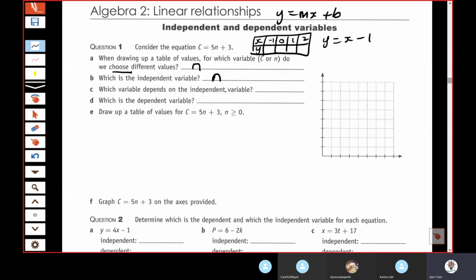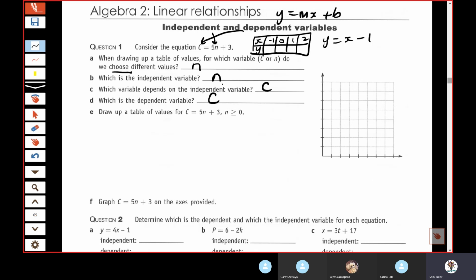So which variable depends on the independent variable? It would be the C, right? The C depends on the N. As N changes, C changes. But C doesn't just change out of thin air. C only changes as N changes. So which is the dependent variable? Your dependent variable is always going to be your Y values or the left-hand side, or in this case, it's C. So as N changes, C changes. So N, again, is your independent and C is your dependent. C depends on N.